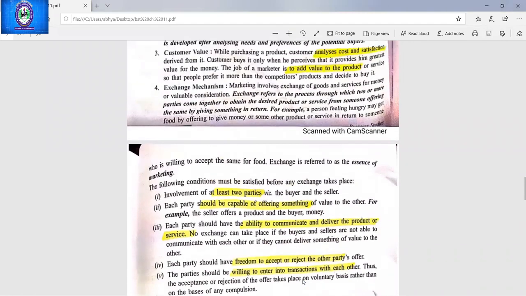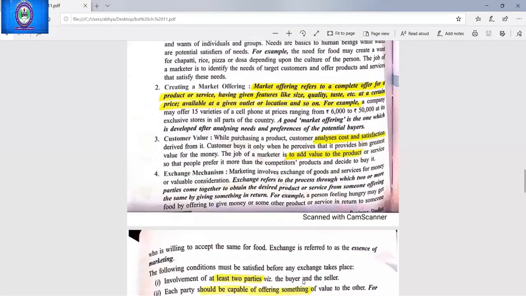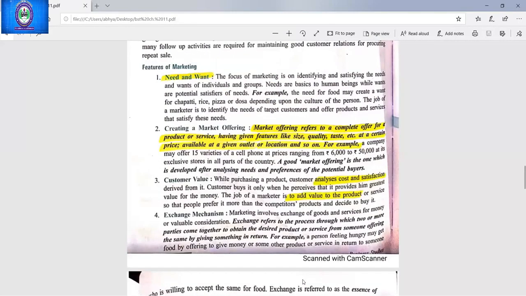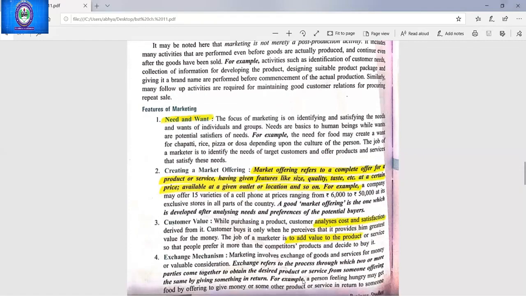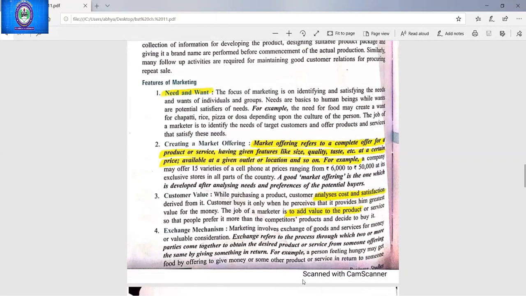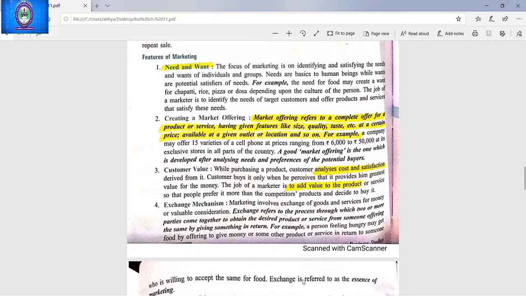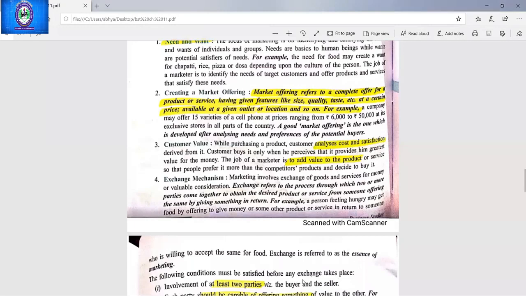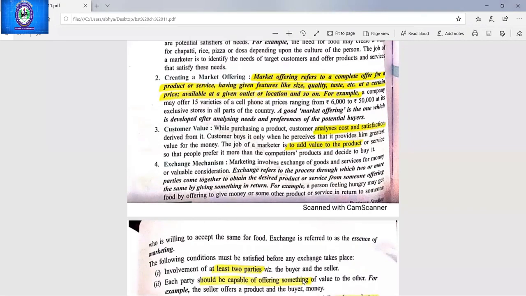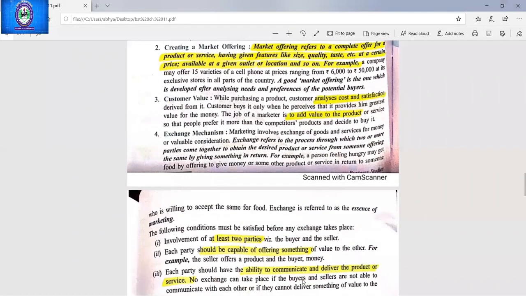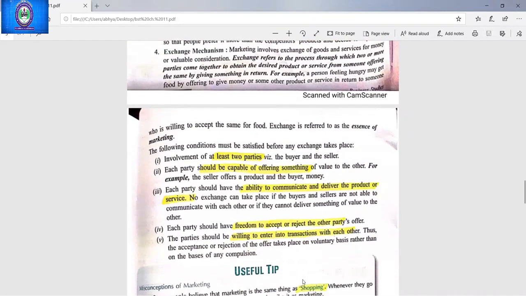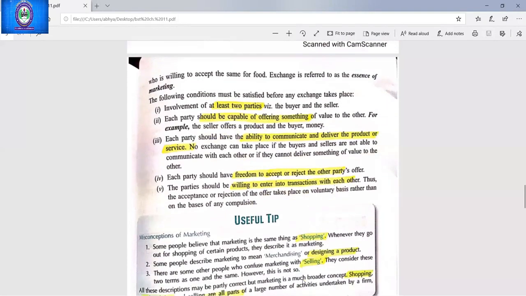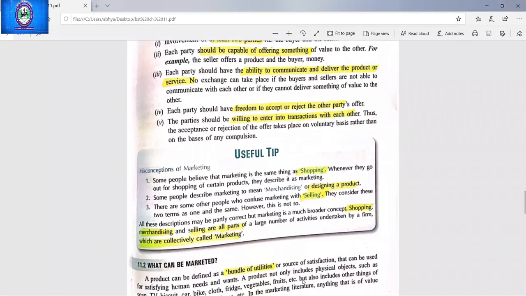Okay, so I'm repeating here again the features which we have done. Five features we have done. Marketing is a social process, need and want. So the marketer should always try to identify the need or want, then accordingly he should try to make the products. Then creating a market offering, he should create a market offering with a complete description: size, quality, type, taste, and customer value. The marketer should add some value to the product so that the customer buys your product. Exchange mechanism, there must be two parties capable of offering something. Ability to communicate, freedom to accept or reject.